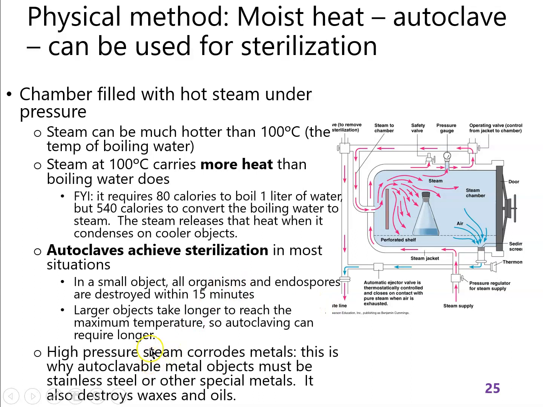The tricky thing is that high pressure steam corrodes metals. So any metal you're going to autoclave has to be stainless steel. And it turns out autoclaves are made of stainless steel. That does limit what you can use an autoclave for. Typically we would autoclave glass, Pyrex containers. Those are not going to be damaged by the heat or by the steam. But you would never autoclave a computer if you spilled a bacterial culture on it, for example.